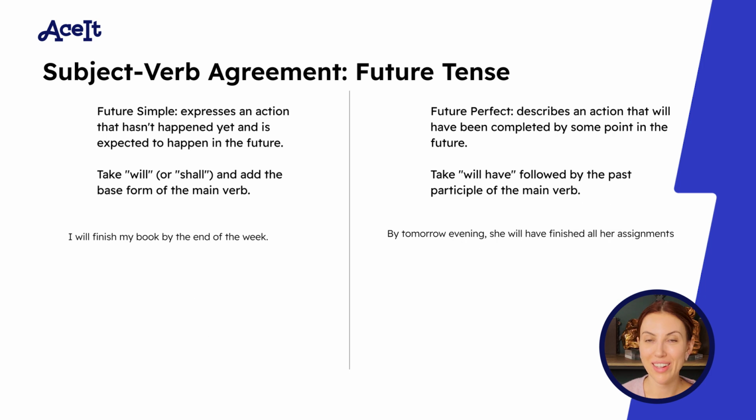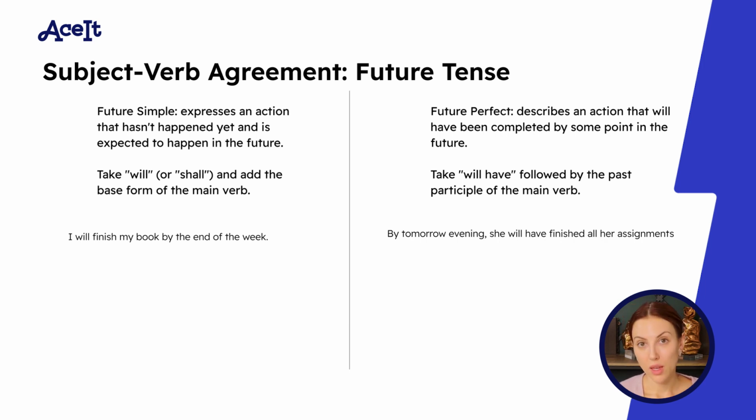Future tense. For future simple, we have an action that hasn't happened yet, but is expected to happen in the future. For this, we just take the word will, regardless of whether you have a plural or singular subject, and then we add the base form of the verb. I will finish my book by the end of the week.